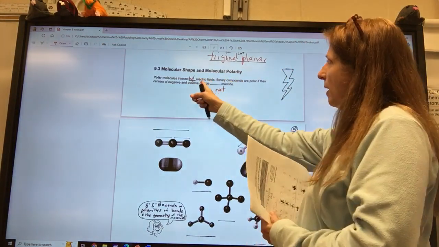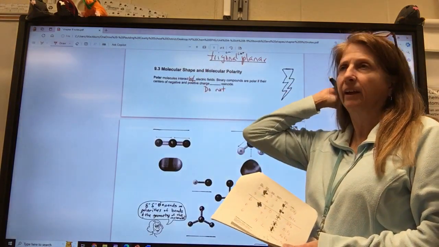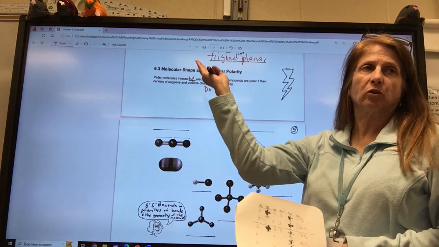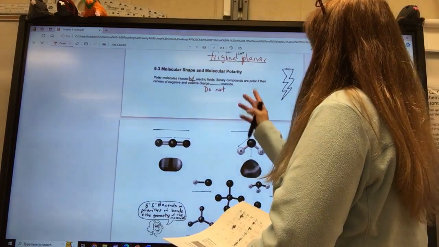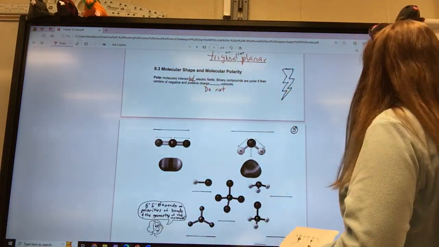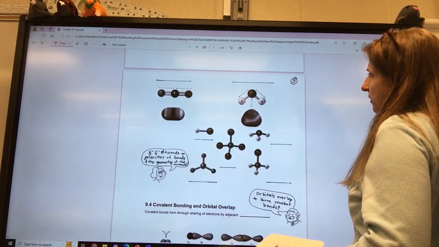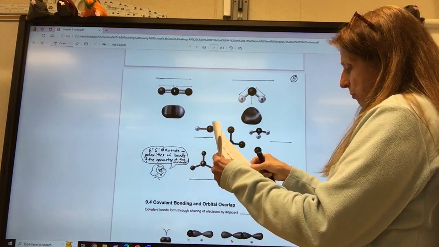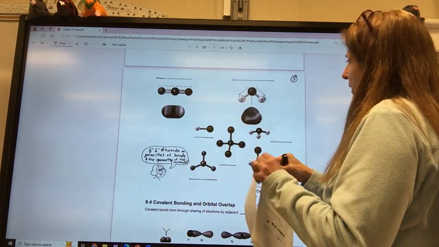So if they have a positive and negative field end, then they would interact with the electrical field. Okay? And binary compounds are polar if their centers of negative and positive charge do not coincide. If they do, they cancel each other out is what we're talking about. All right, moving on to page 5.